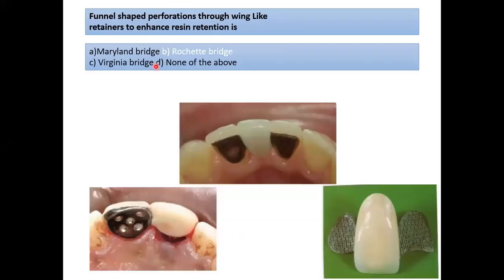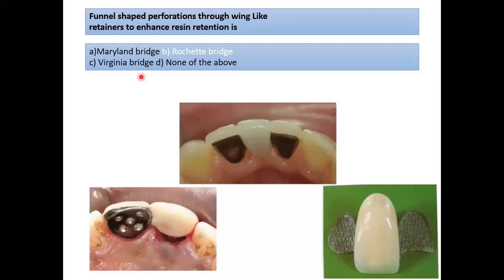So coming on to the other type of bridges, you have your resin bonded bridges. The funnel shaped perforations through wing like retainers to enhance resin retention is seen in which kind of resin bonded bridges? When you say resin bonded bridges, we can classify them basically into mainly three types. One is your Maryland bridge, then your Rochette bridge, then your Virginia bridge.